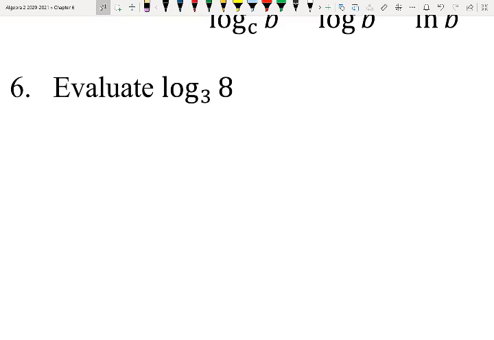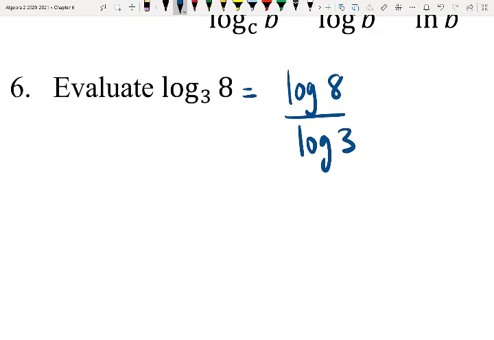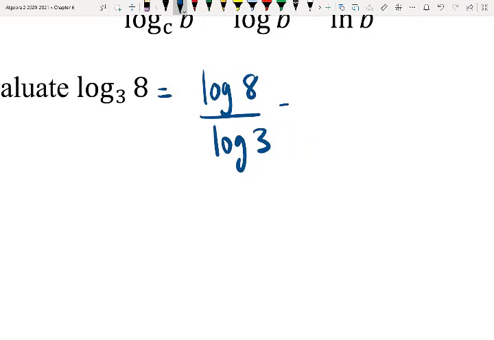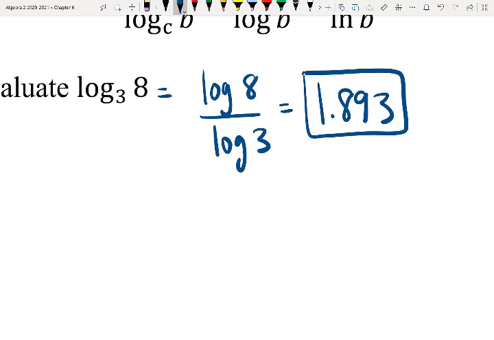So what I can do if I'm trying to evaluate log base 3 of 8, I could rewrite this as log 8 over log 3. And your calculators are capable of doing this in one calculation. You just have to put parentheses around your log of 8 and then parentheses around your log of 3. When you do this, log of 8 over log of 3, you should get 1.893. So again, just a little bit less than 2, which makes sense because 3 to the second power is 9, so a little bit less than that would be 8.